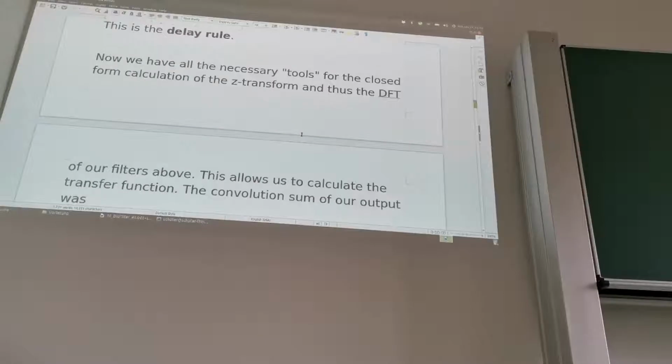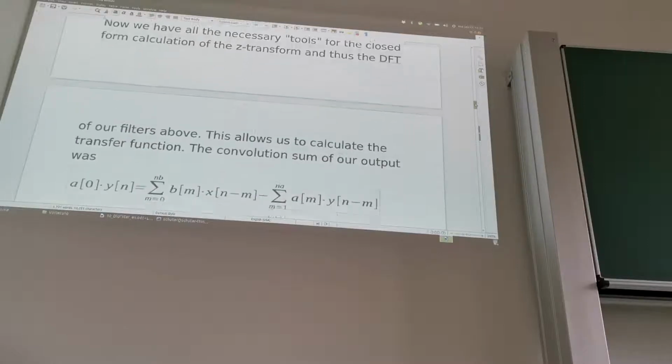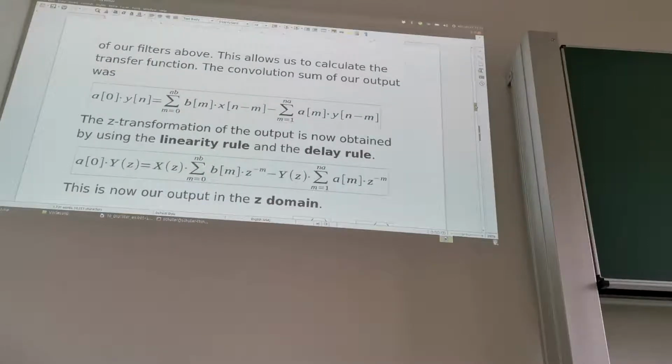So now we have all the necessary tools for the closed form calculation of the z-transform and thus the DFT of our filters above, the lfilter. So now we can analyze what this lfilter is doing. It allows us to calculate the transfer function of this filter. We can find a closed form general solution for this lfilter function for some arbitrary b's and a's.